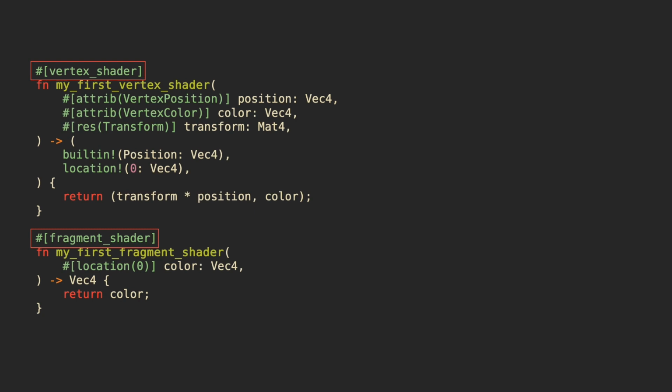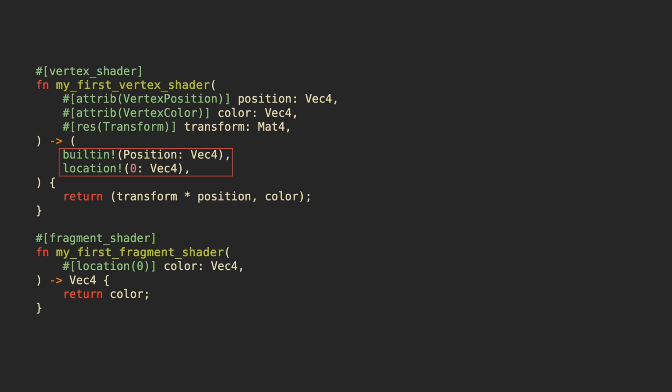The vertex shader has three inputs: a position, a color, and a transform matrix. Each input has an attribute that tells the framework where it is coming from. Here, attrib indicates that the input is a vertex attribute and res indicates other resources, but more on that later. The output of the vertex shader is a tuple with two elements.